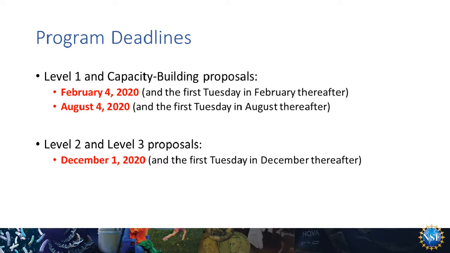The program deadlines for level 1 and capacity building proposals are identical. February 4th, so in a little less than a month, is our next deadline. And then again, August 4th, so the first Tuesday thereafter in each of those months. The level 2 and level 3 proposals are due the first Tuesday in December in subsequent years.